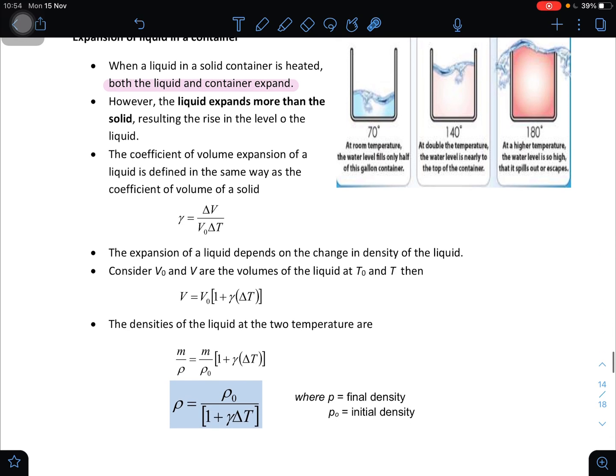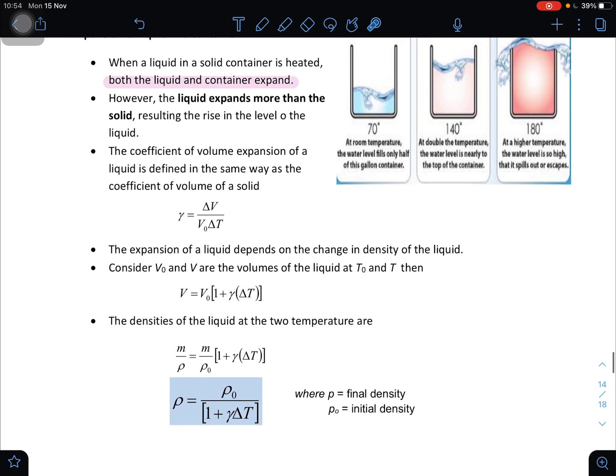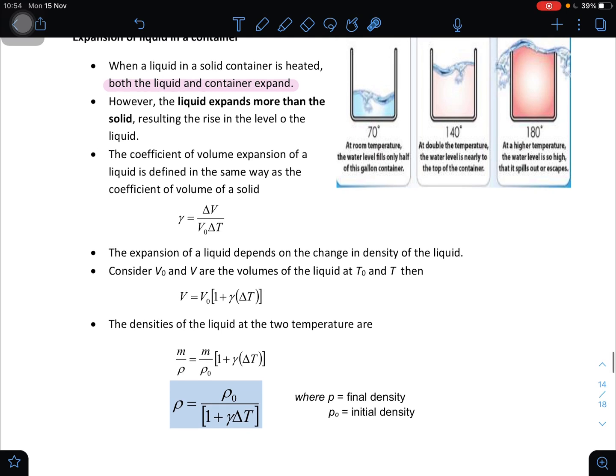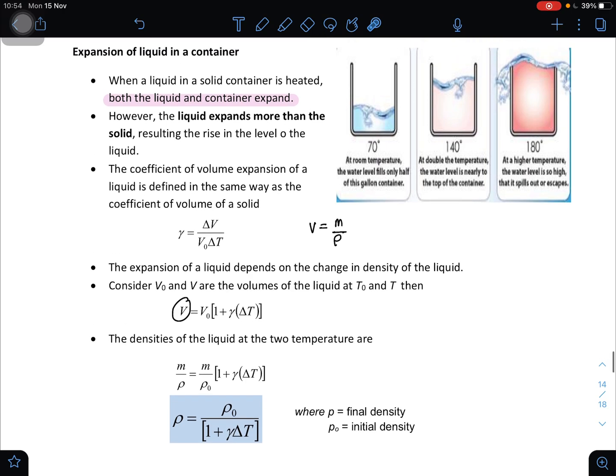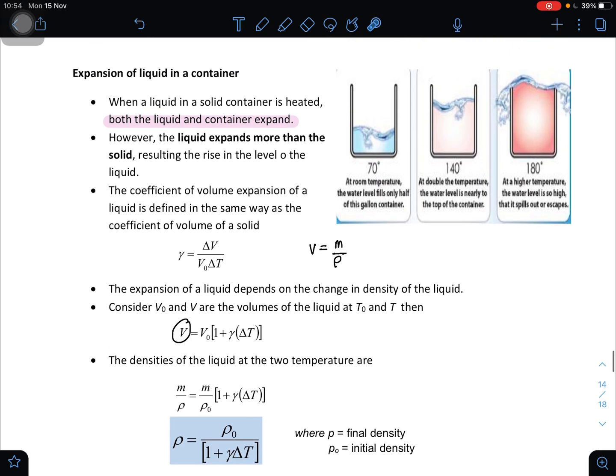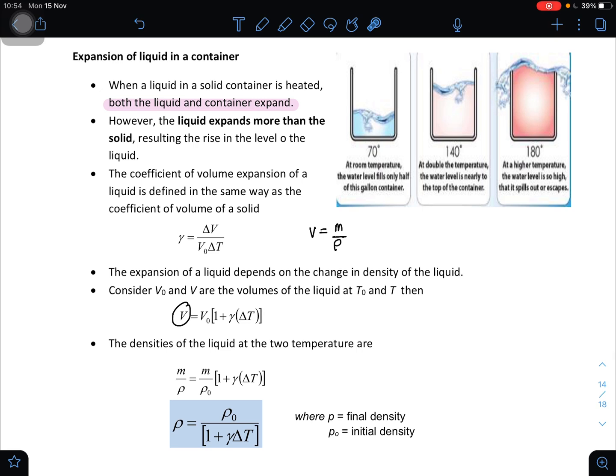So here, if the question asks in terms of density, since volume is equal to mass divided by density of the liquid, we can substitute this one and then get another new equation which is in terms of density. Okay, so we will look at examples in the next video. That's all for this subtopic.